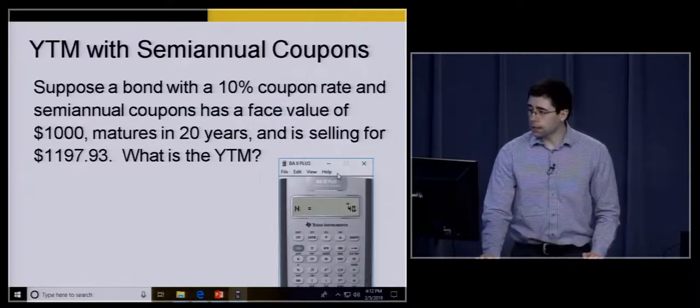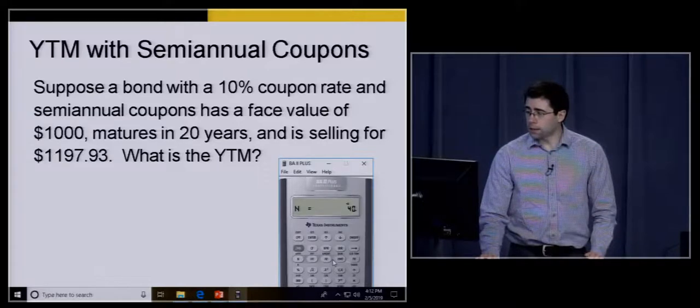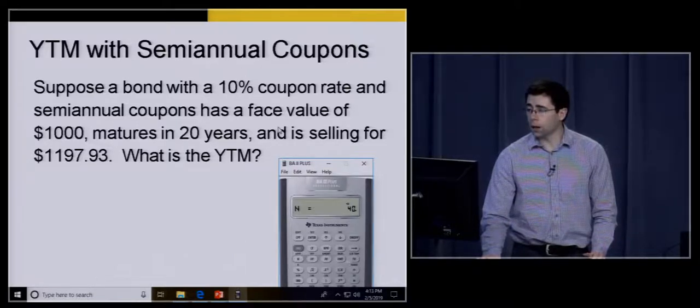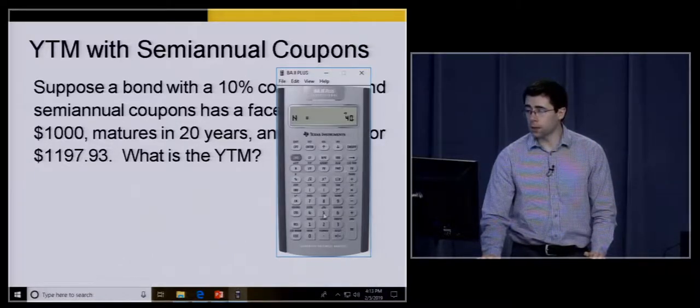Now, let's get our payment. And so in this case, our coupon rate is 10%. Our face value is 1,000. So the numerator for the coupon is going to be 0.1 times 1,000, so 100. And because we have semi-annual coupons, we're going to divide that by 2. So in this case, our coupon payment every 6 months is going to be 50.